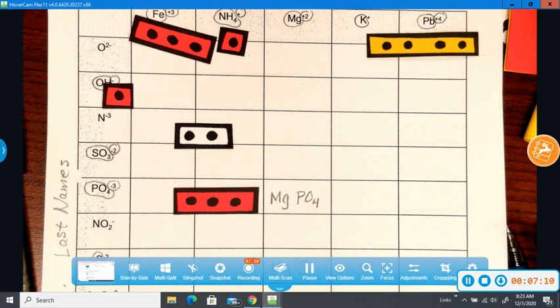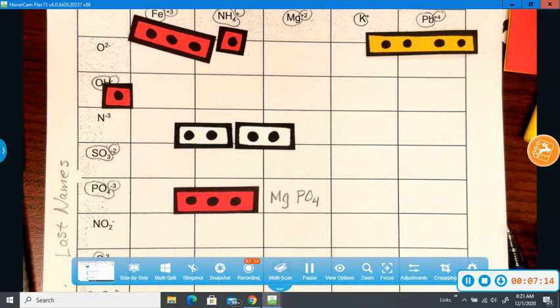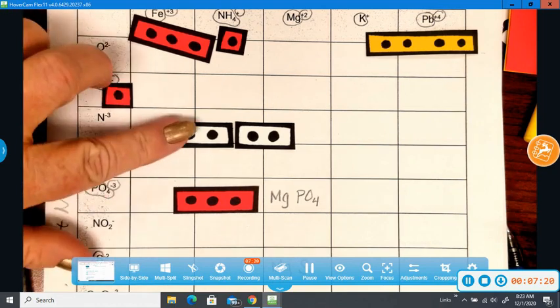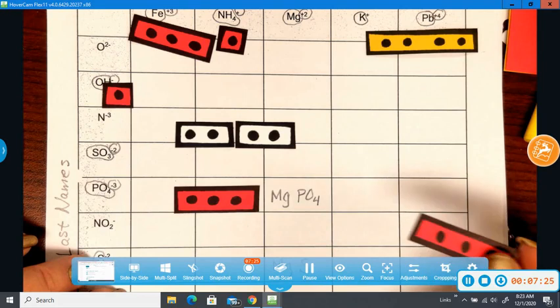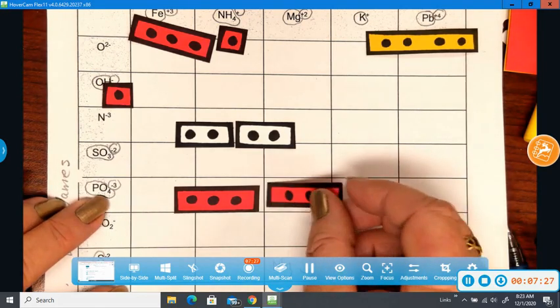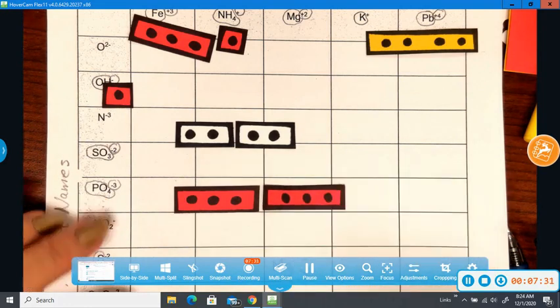Well, if I add another magnesium ion like that, does that work? No. I have 4 bumps to 3 bumps. So I'm going to add another, I need some more phosphate, which is this. So I add another phosphate. Now are they the same length? No.